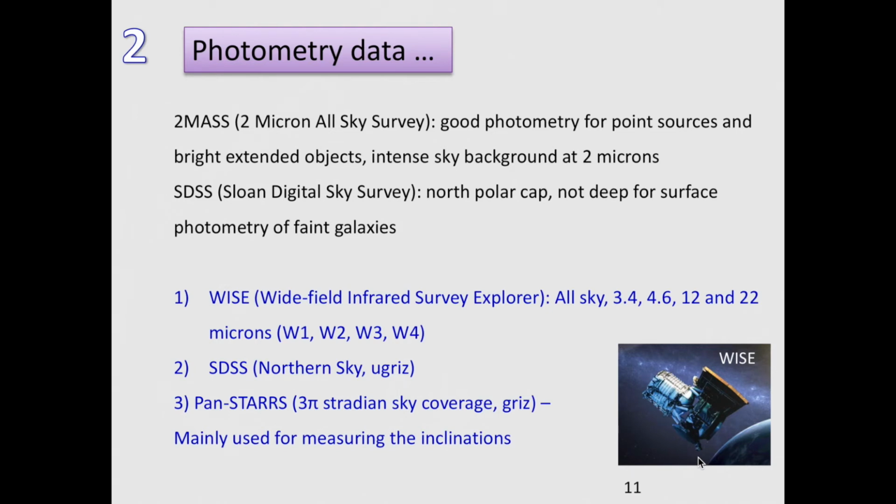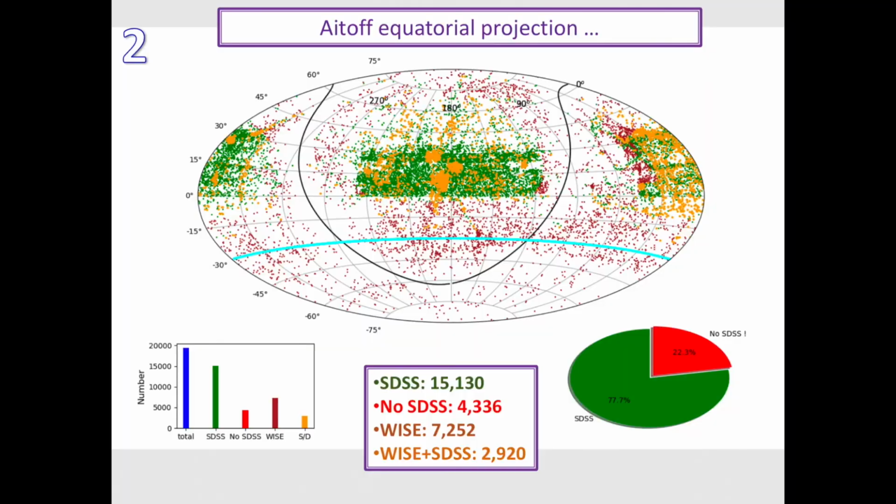I also use Sloan data in optical bands that only covers the northern part of the sky, as well as Pan-STARRS images, which are mainly used to measure the inclinations due to their higher resolution. In this all-sky equatorial plot, you see the coverage of all galaxies in our sample. For almost 78% of them, we have optical SDSS photometry data, and for the rest, we are solely relying on the WISE photometry. This solid curve shows the plane of the Milky Way.